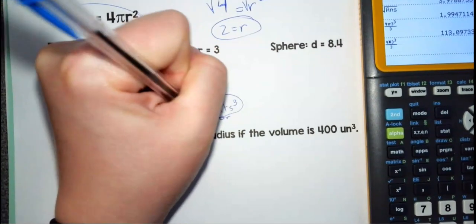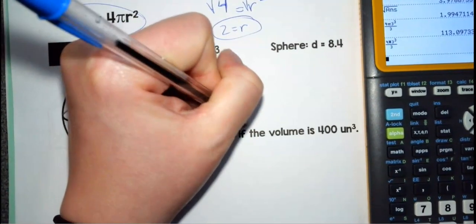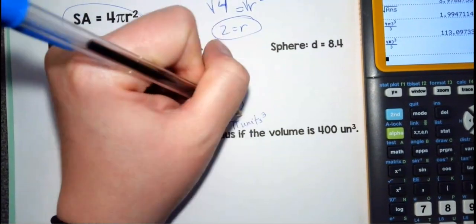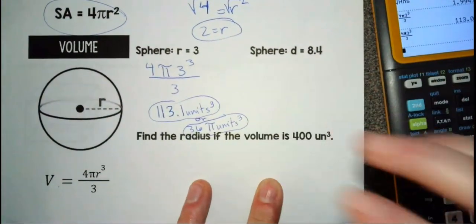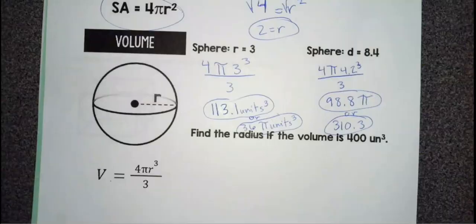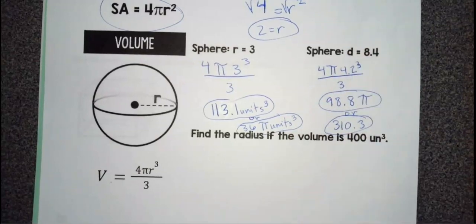And it becomes 36 pi, or 36 pi units cubed. Okay, practice putting that in the calculator. Sometimes it doesn't end up like a nice pretty whole number when you're answering in terms of pi. Also, if you put 8.4 in there, it's wrong because it gave you the diameter. So fix that. Make sure you pay attention to that.